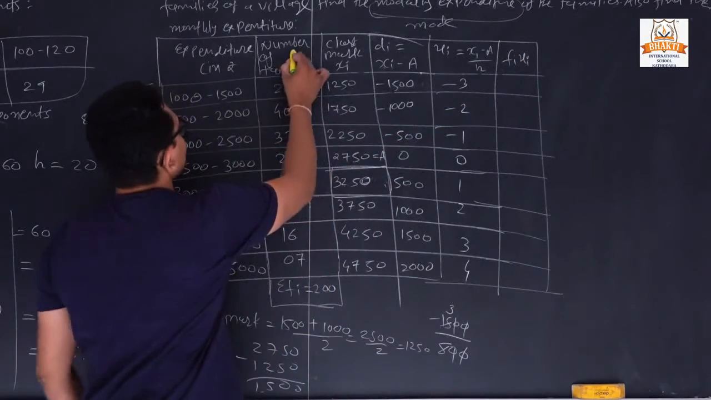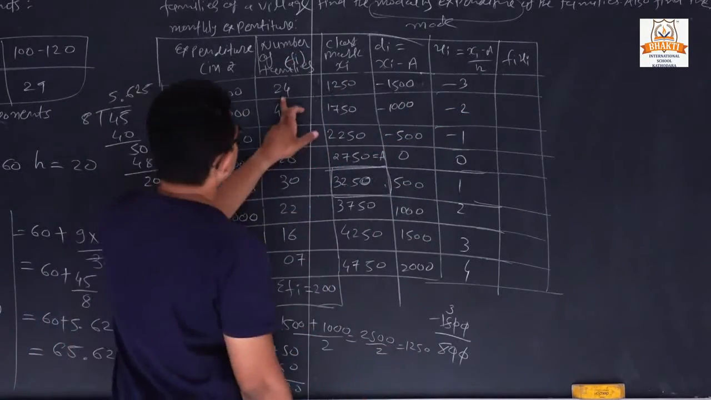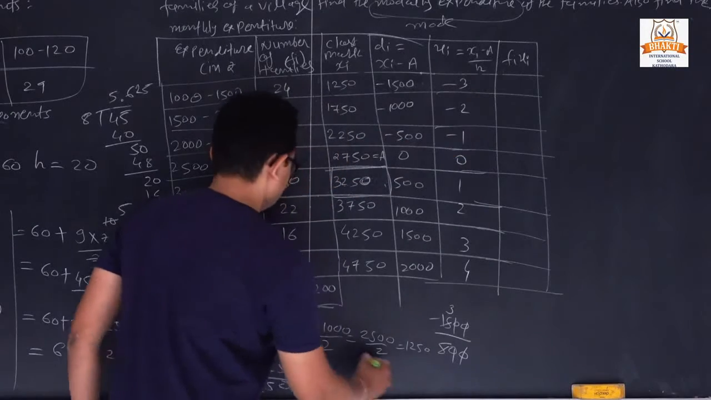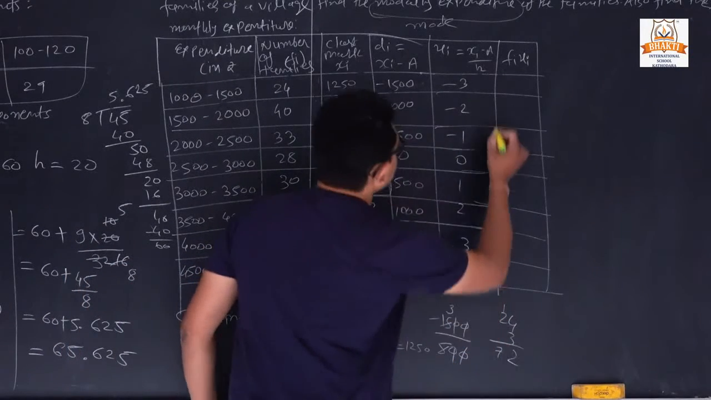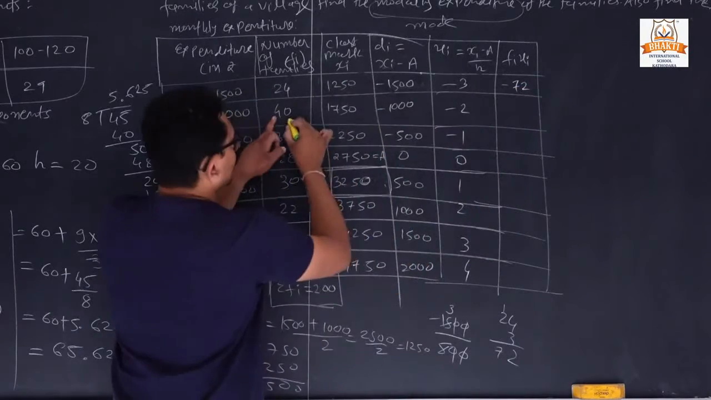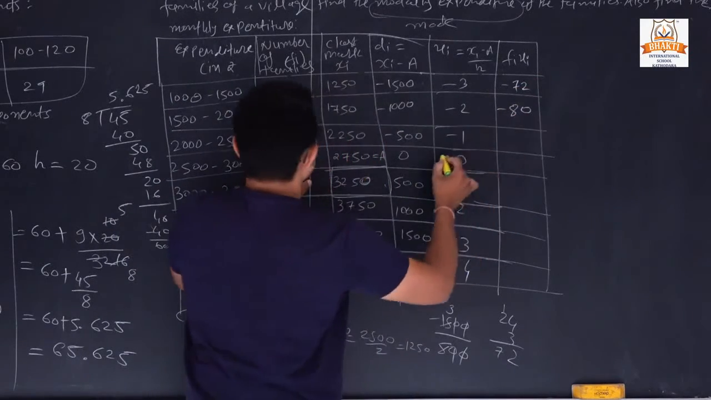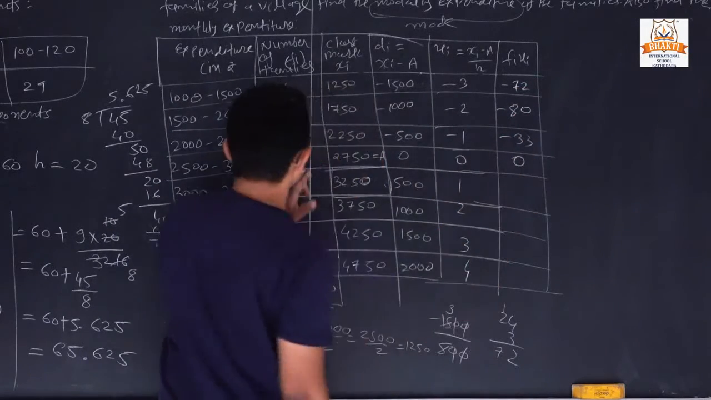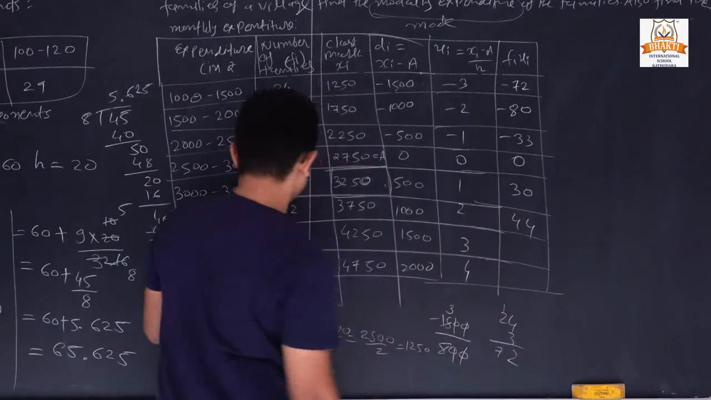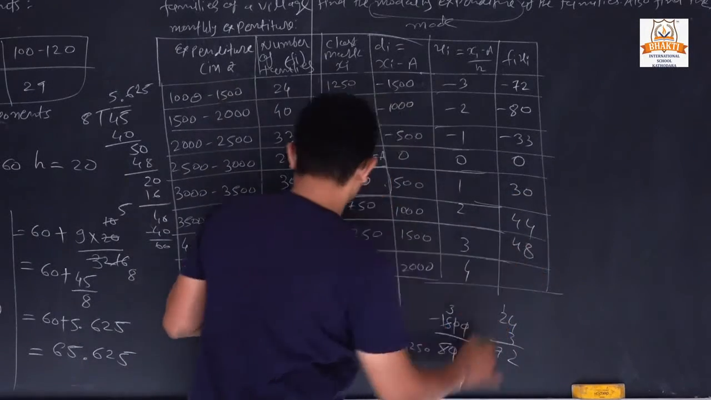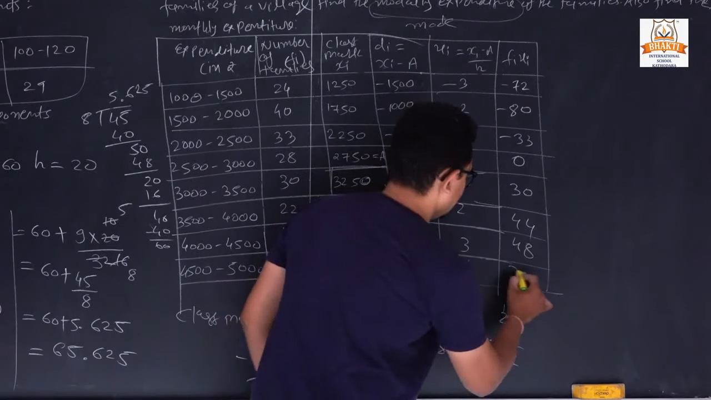This is our fi. 24 times 3 is 72. 42 times minus 2 is minus 80. 33 times 0 is 0. 31 times 1 is 31. 22 times 2 is 44. 16 times 3 is 48. And 7 times 4 is 28.